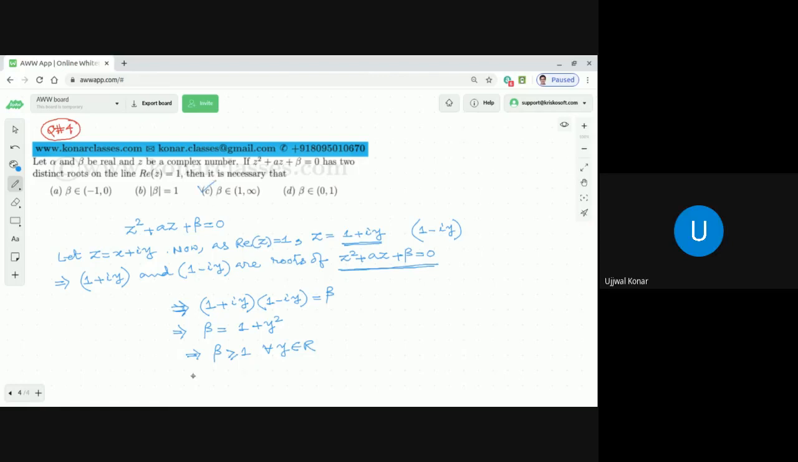So we conclude from here that beta belongs to, actually, 1 to infinity. Ideally speaking, it has to be the closed interval 1 to infinity. But you need to choose the option which is most closely matching the solution. Correct now? So that is why eventually you get option C as correct.